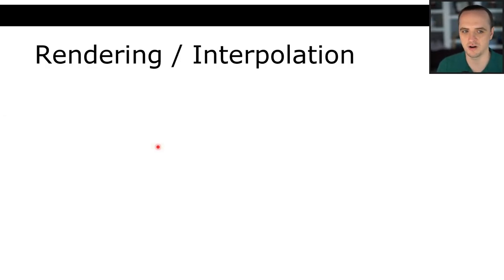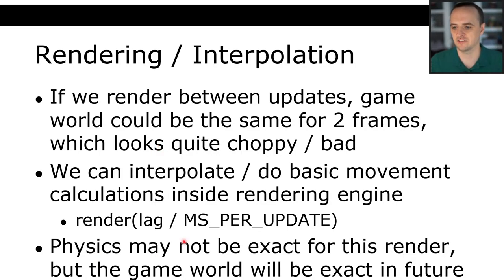Oh, it's crazy what modern engines are doing. And so if you do this, some sort of interpolation or basic movement calculation to try and alleviate the problem of lag in updates, then the physics might not be exact, but at some point in the game world, it is going to be exact. Now, this is actually what happens in most modern multiplayer games over a network, right? You've probably seen that before where you're playing a network game and you're moving along at a smooth speed through the game world, and then all of a sudden you get rewinded or something like that.